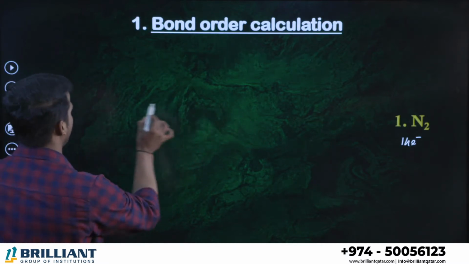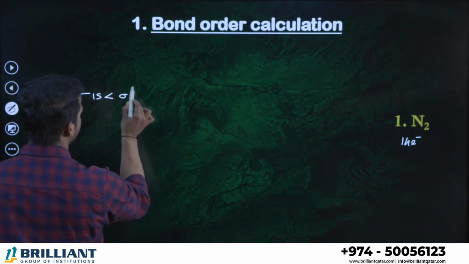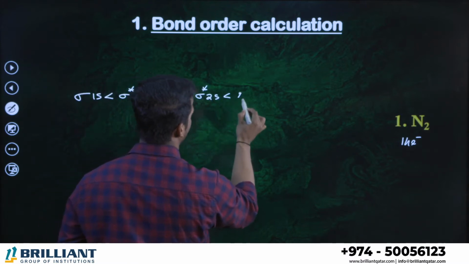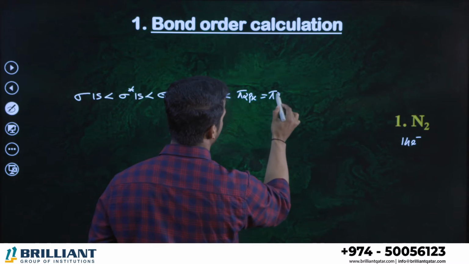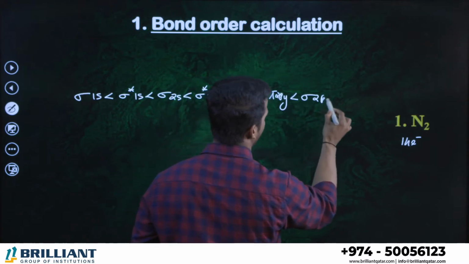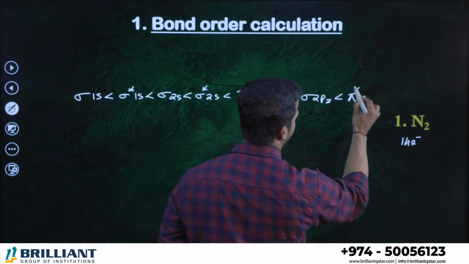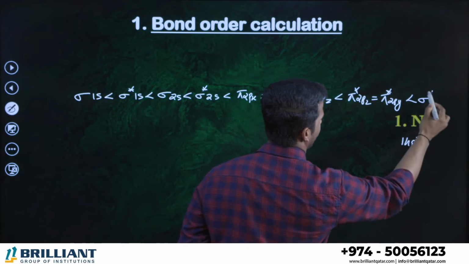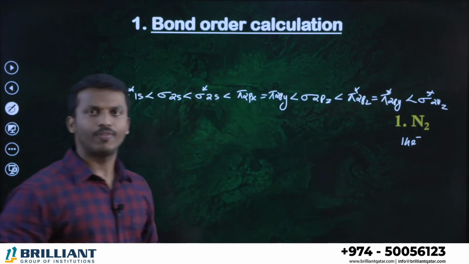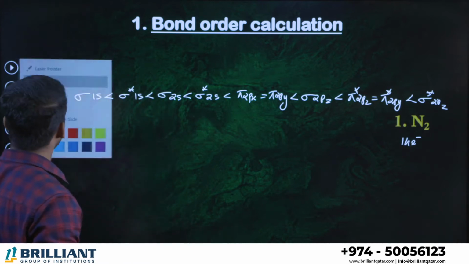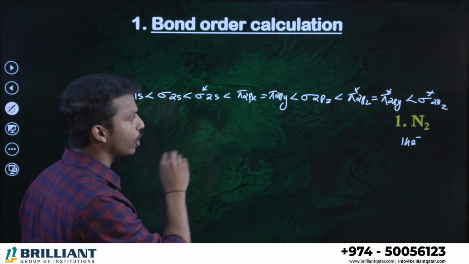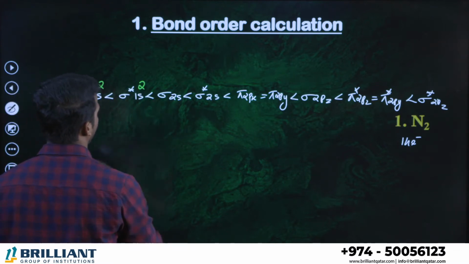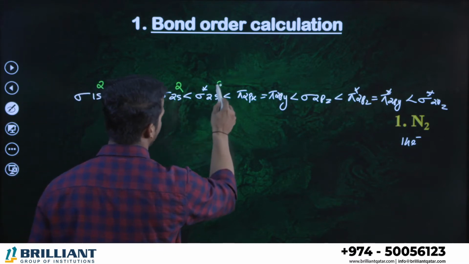Let me write the orbitals once again. Sigma 1s, sigma star 1s, sigma 2s, sigma star 2s. Then we have pi 2px equal to pi 2py, then sigma 2pz, then pi star 2px equal to pi star 2py, and the last one, sigma star 2pz. Let's fill 14 electrons. I told you that in each molecular orbital you can fill a maximum of 2 electrons. So we fill 2 plus 2, 4, 6, 8.